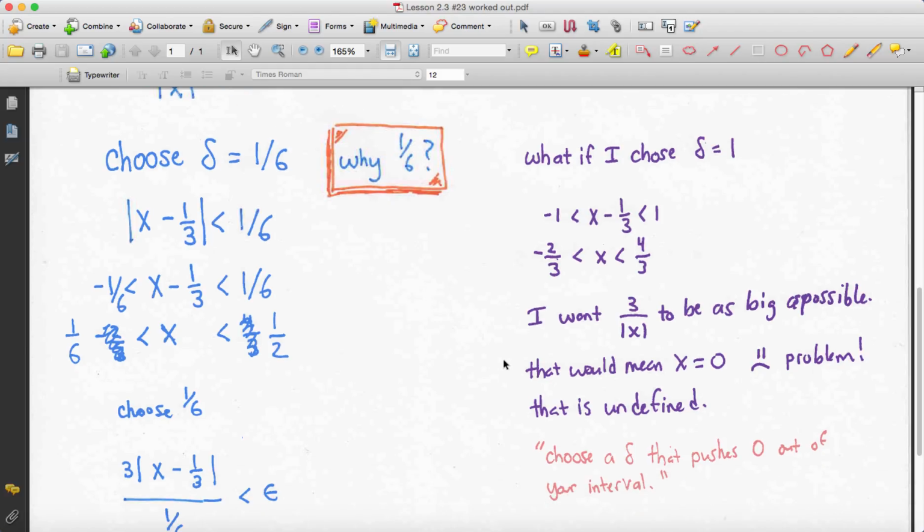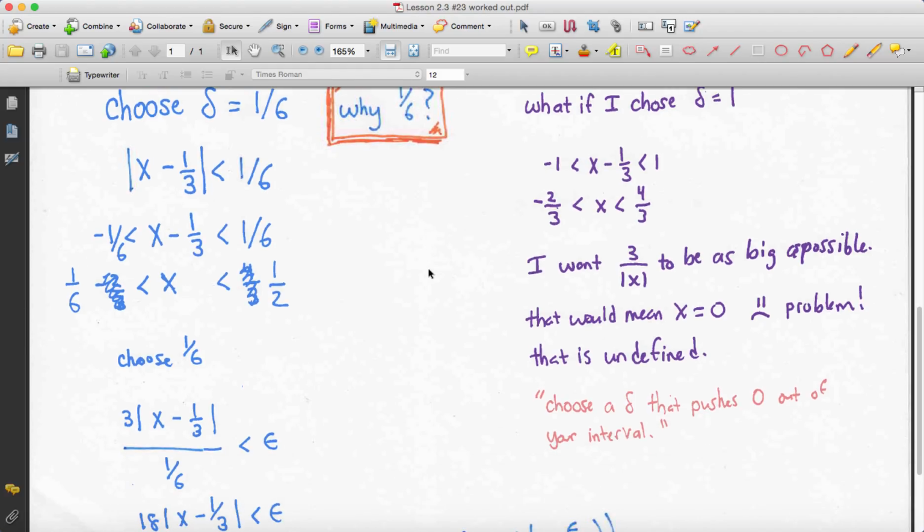And so when we choose 1/6 instead of 1, what we do is we end up pushing 0 out of our interval. 0 is no longer an option. It's no longer a choice. And that's why we chose 1/6 instead of 1.